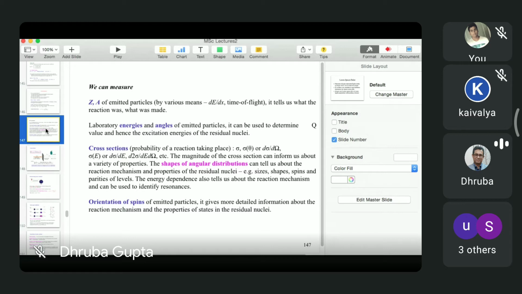Now this will be a slightly difficult experiment, because to study the orientations of spins you have to make a polarized beam, not an unpolarized beam. With an unpolarized beam you can measure cross sections, how many particles have been ejected at a particular angle. But to study the orientation of spins you have to have a polarized beam, that is, a beam of particles whose spin is oriented in a particular direction.